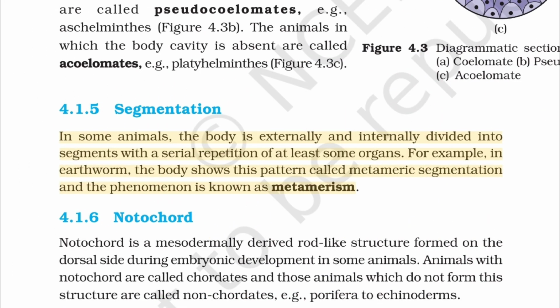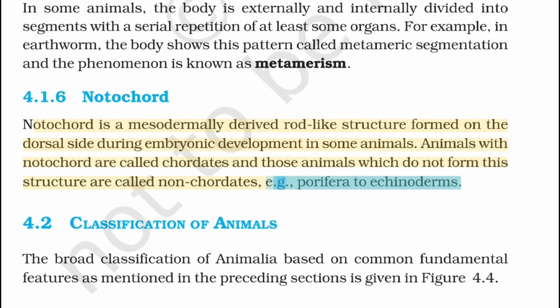4.1.5. Segmentation. In some animals, the body is externally and internally divided into segments with a serial repetition of at least some organs. For example, in earthworm, the body shows this pattern called metameric segmentation, and the phenomenon is known as metamerism.